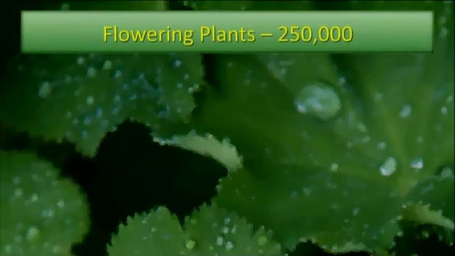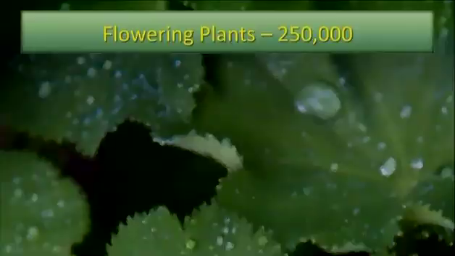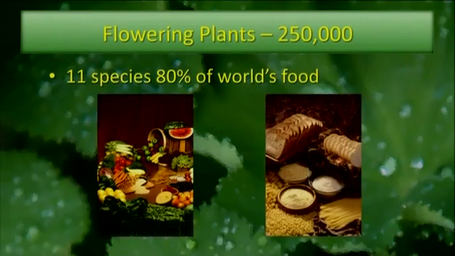So first of all, the flowering plants number about 250,000. The flowering plants are synonymous with angiosperms, the Anthophyta, and the Magnoliophyta. So the flowering plants are about 250,000 species. And there are 11 species of flowering plants that account for about 80% of the world's foods, at least 8 of them in the Poaceae or the grass family. And of course, this includes things like wheat, rice, corn, barley, rye, and oats.